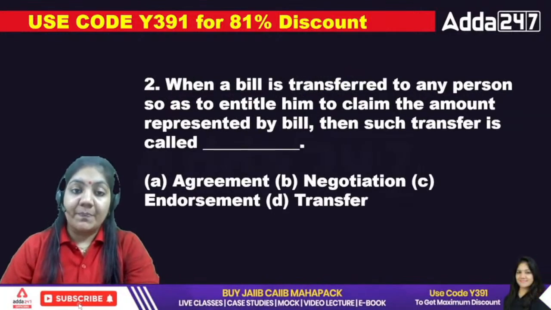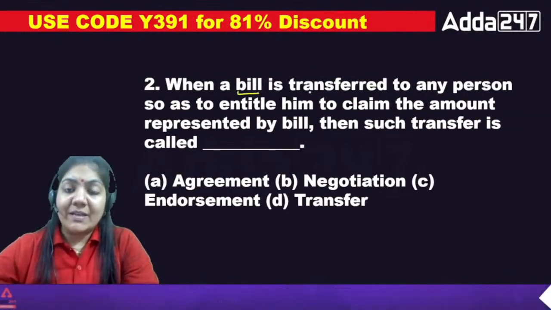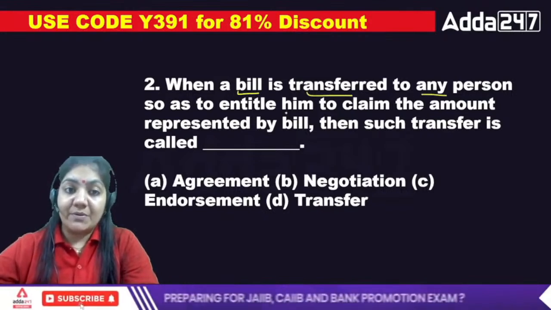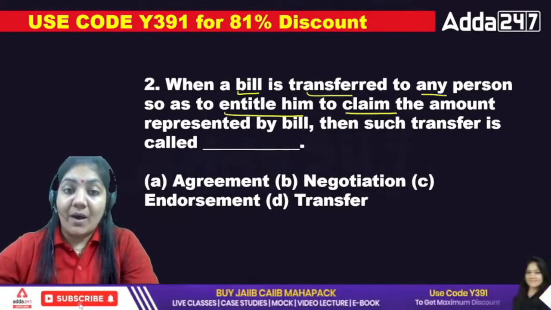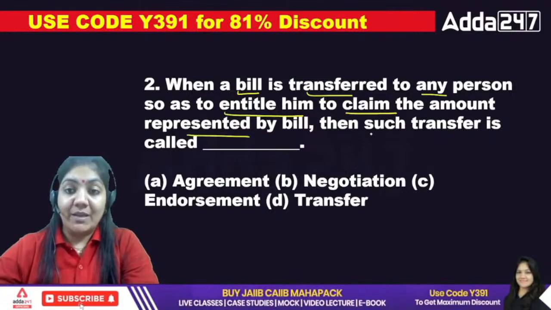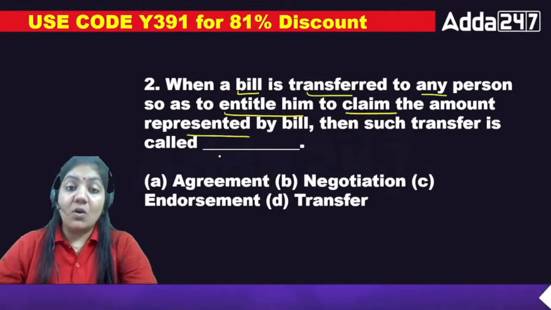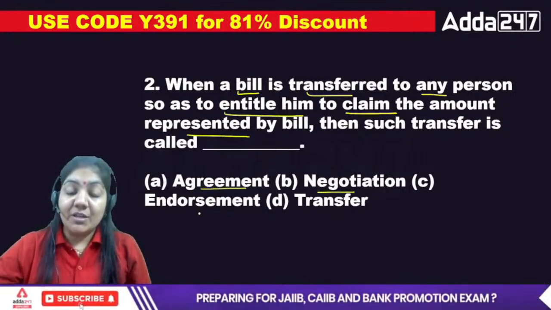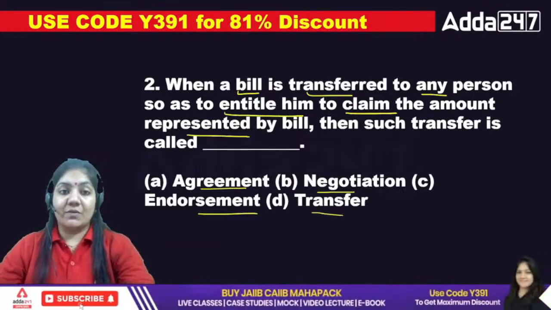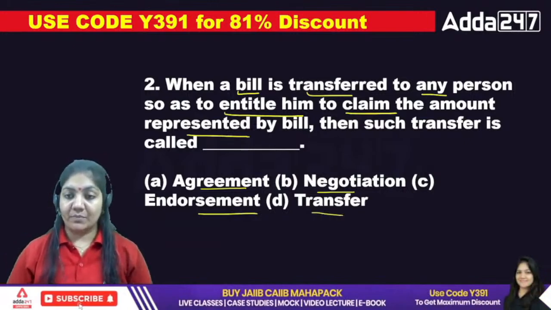Next question. When a bill is transferred to any person so as to entitle him to claim the amount represented by the bill, then such transfer is called what? Is it called agreement, negotiation, endorsement or transfer? What is the exact answer of the second one?